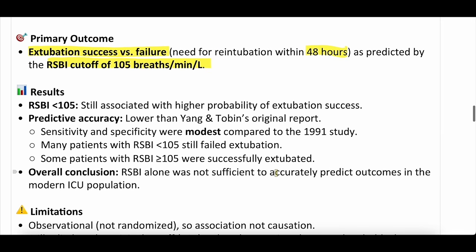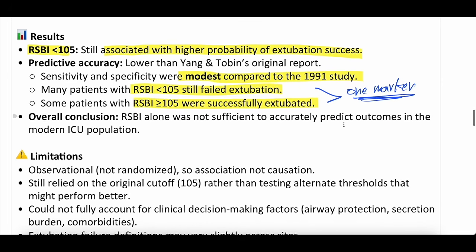And the results here were that those who had an RSBI less than 105, it was still associated with a higher probability of extubation success, but it was fairly modest in terms of the results compared to the original 1991 trial. There are still many patients with an RSBI of less than 105 that failed extubation, and some patients with an RSBI of greater than 105 that had successful extubations. So all this to say, this is one marker amongst many markers you should be thinking about when you're thinking about liberating a patient from mechanical ventilation. As we said, a good place to start, but not the end-all be-all.